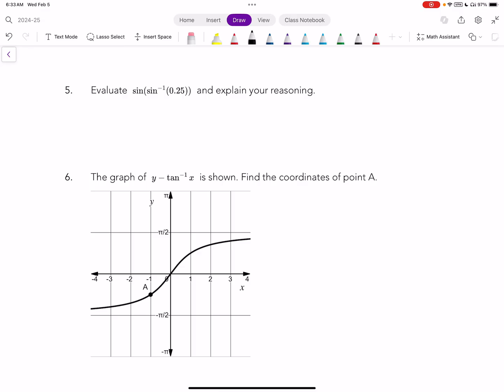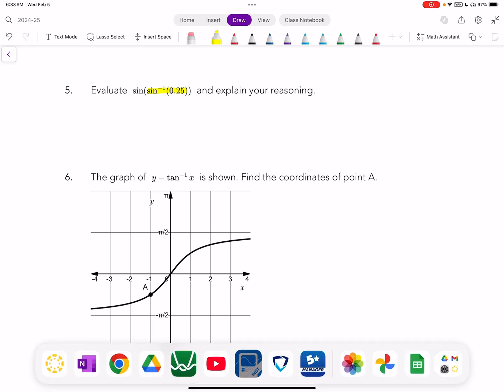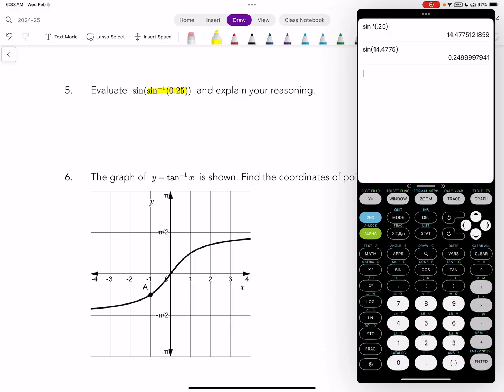All right, number five. Okay, so let's take this step by step. Let's start off with the inner part of the function here and evaluate that and explain our reasoning. This time I'm going to kick in the calculator a little bit, so pull in your TI-84.